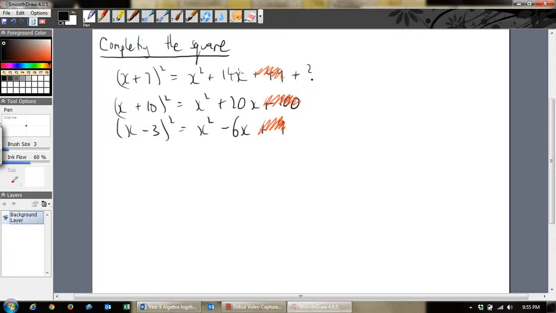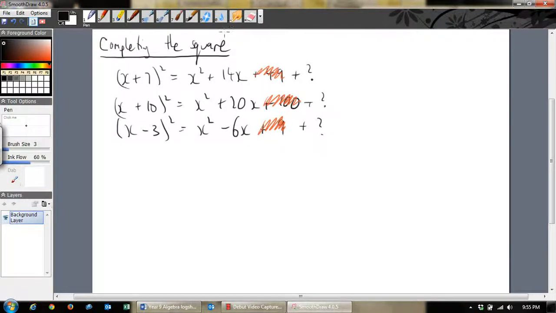I've scrubbed out 49, but how would we get from 14 to 49? How would we get from 20 to 100? How would we get from negative 6 to 9? What's the sort of magical formula? How would you know what number to add if you were just given these first two numbers to be able to create a perfect square?